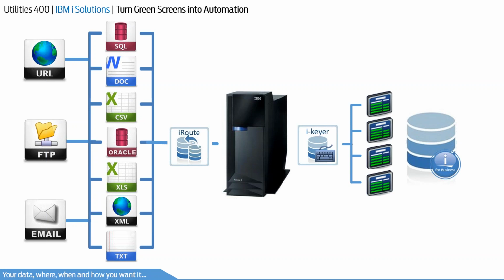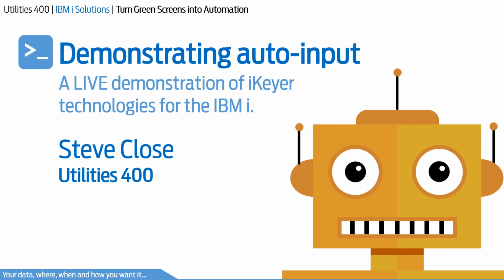So what do we do when we have the data on the box? Now we understand the problems. We have a fundamental appreciation of the technologies and how businesses like yours have used them to improve processes, gain better data accuracy and save money. But how easy is the technology to implement? Well, to close our webinar off before the Q&A session, I'd like to introduce Steve Close, our Technical Director at Utilities 400, to give you some insight into this area.